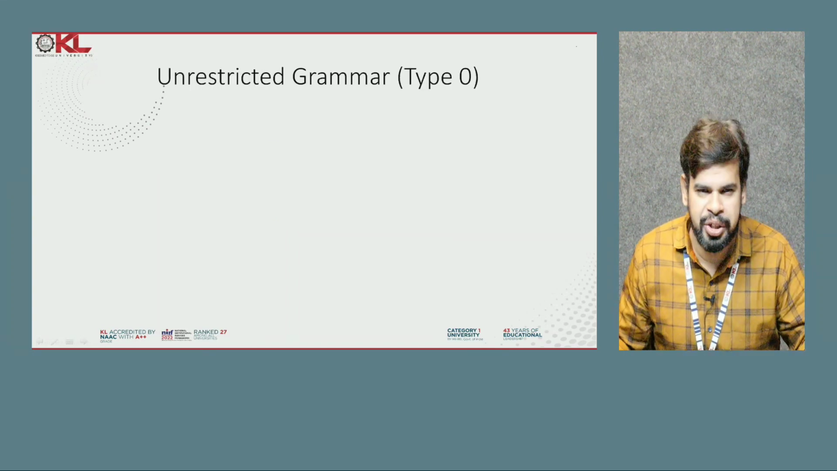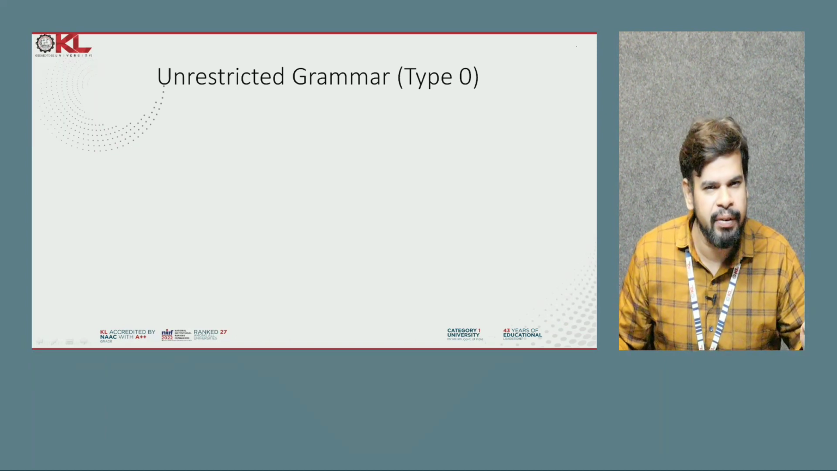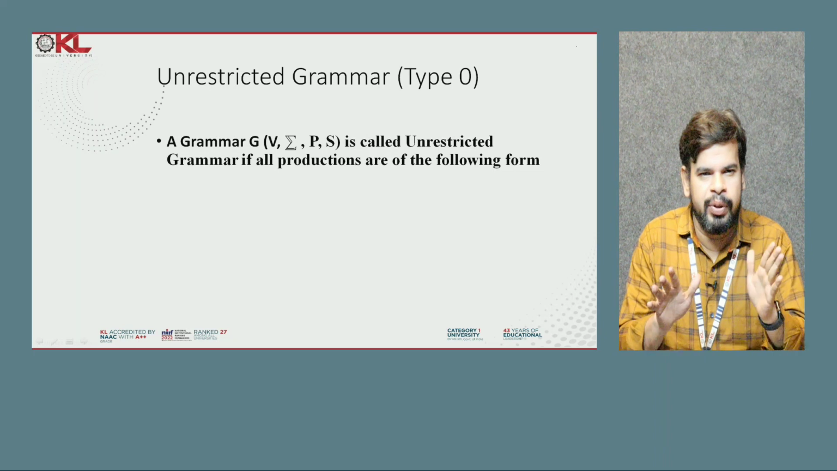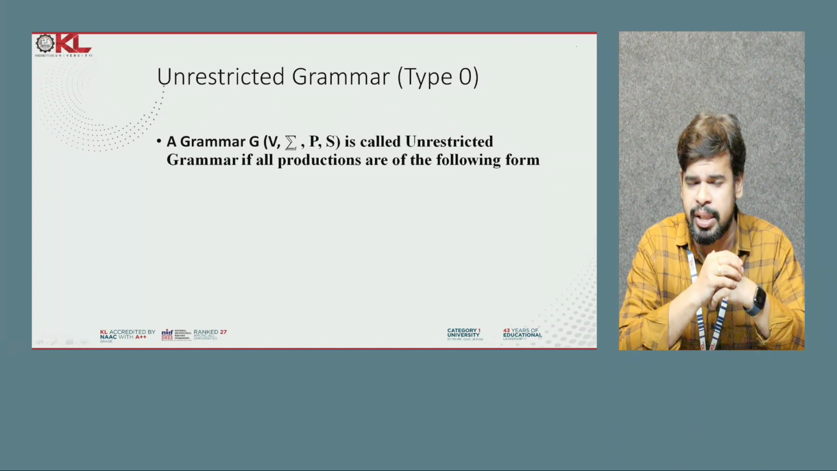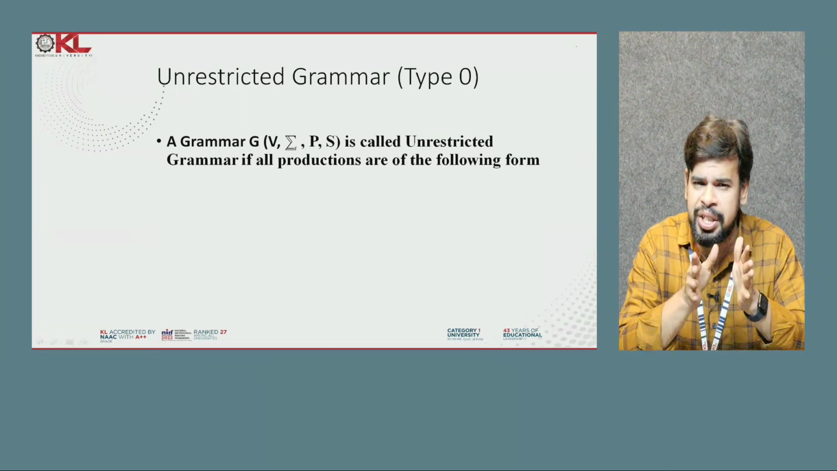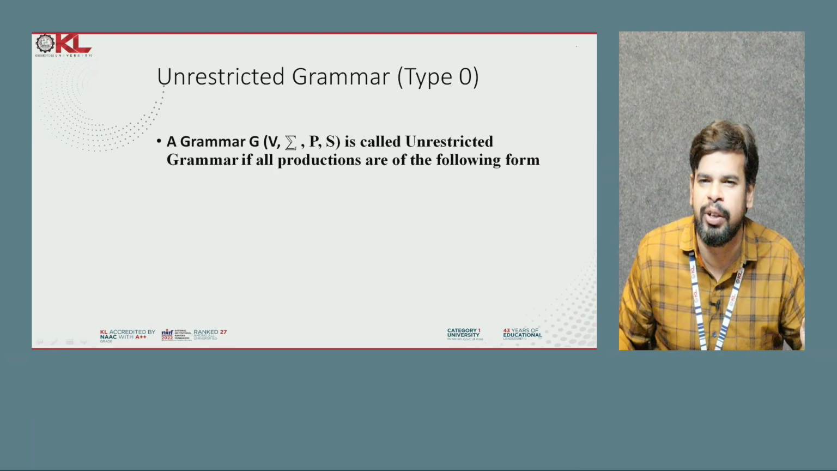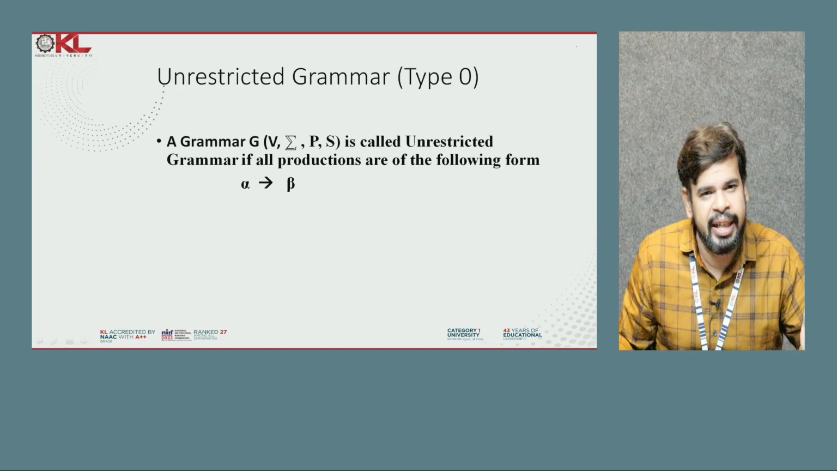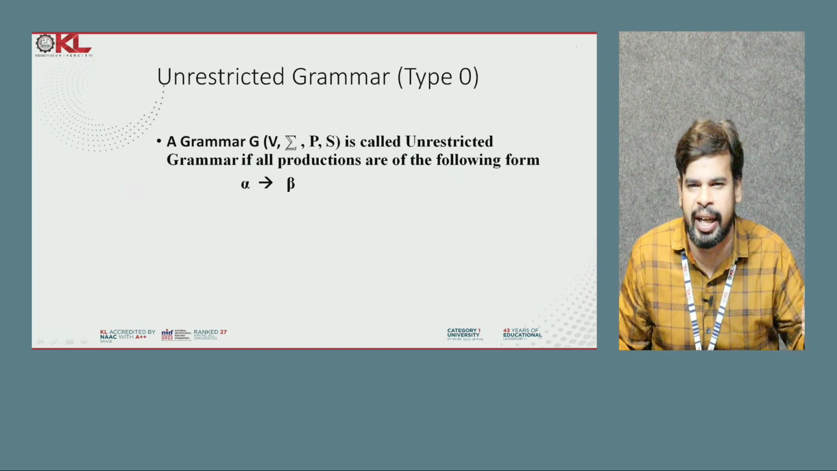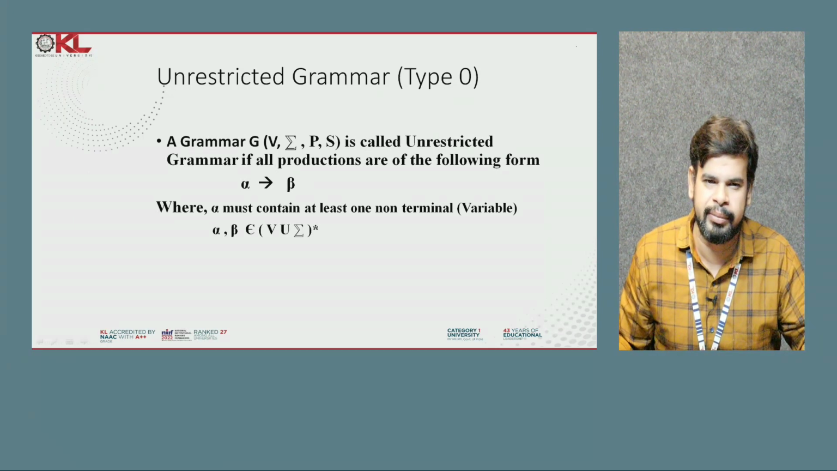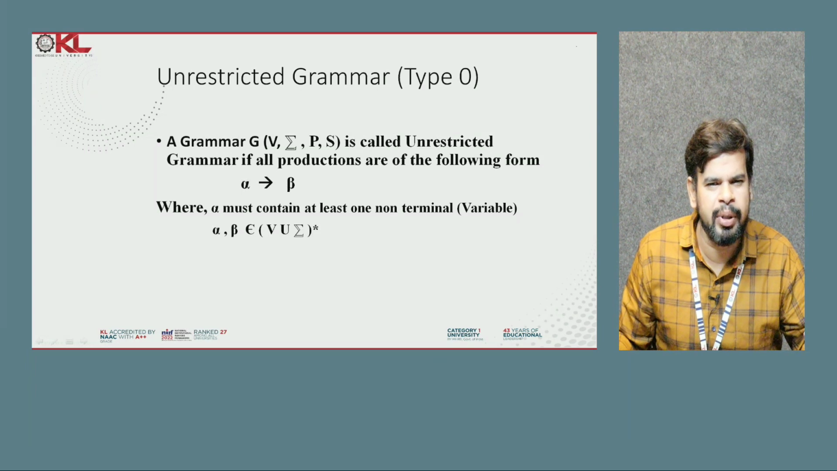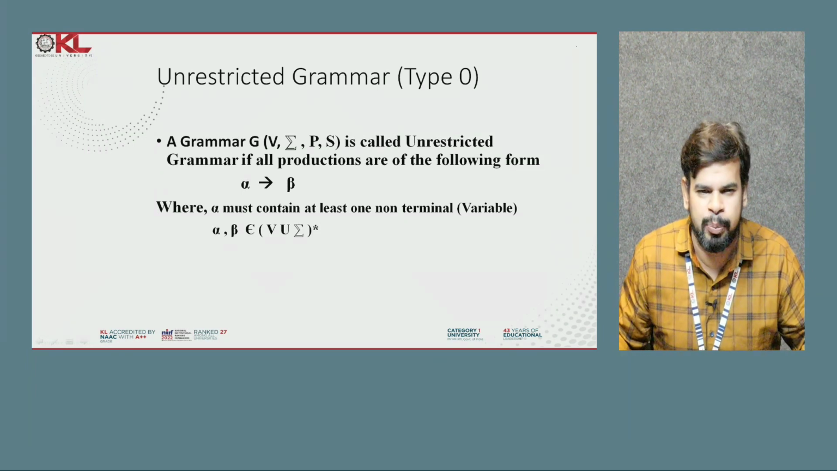Now what do you mean by unrestricted grammar? The name unrestricted itself says that there are not many rules to follow. Let me give a clear definition. A grammar G of (V, sigma, P, S), where V stands for variables, sigma stands for the inputs, P stands for the productions, and S stands for the start symbol, is called an unrestricted grammar if all the productions are of the following form. It must be like alpha tends to beta, with alpha on the left hand side and beta on the right hand side, where alpha must contain at least one non-terminal, and alpha, beta belong to strings over the variables and the inputs.